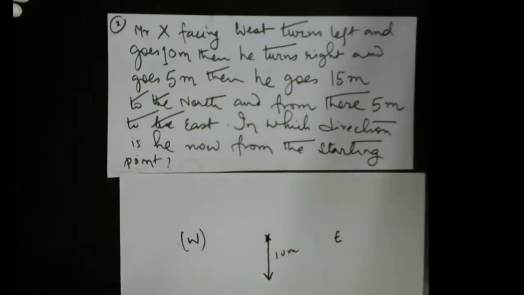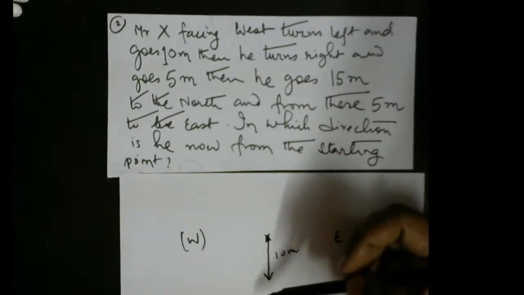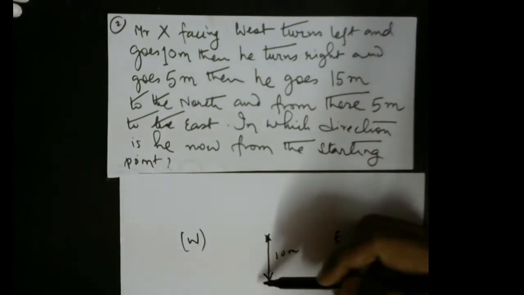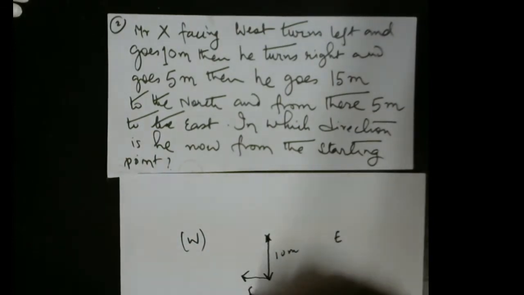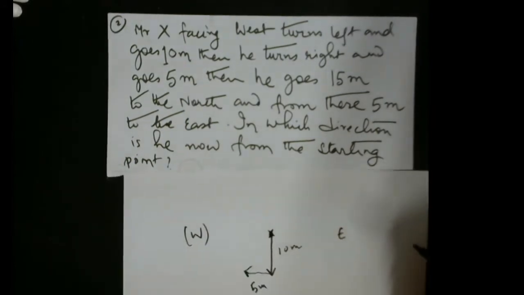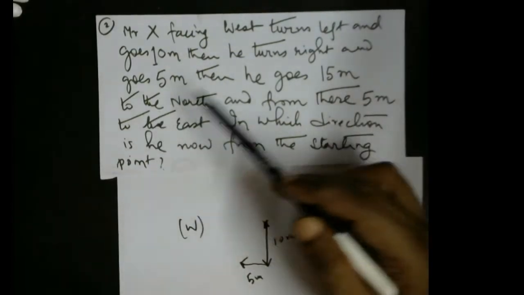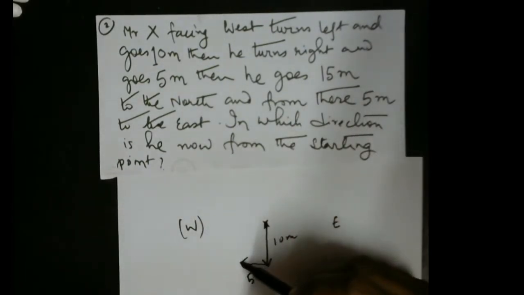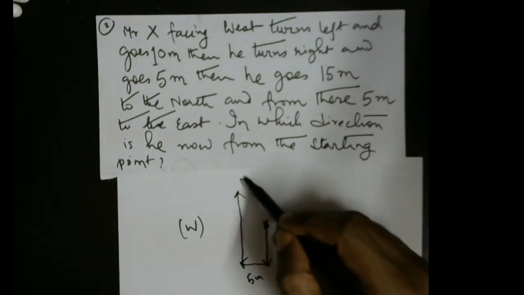Fine. Then he turns right. Now he is walking this side, his right hand is this side, and walks 5 meters. Next, 15 meters towards north. So 10 and some more, 15 meters towards north.